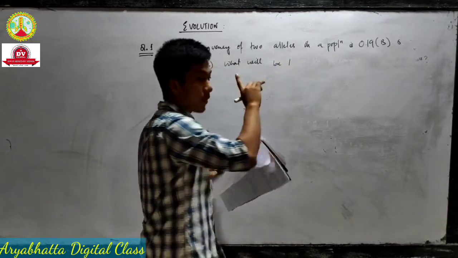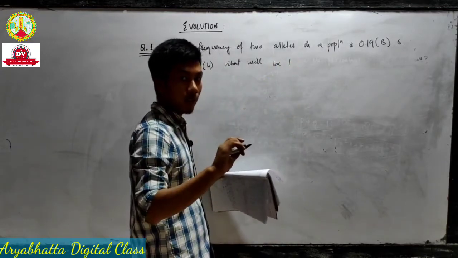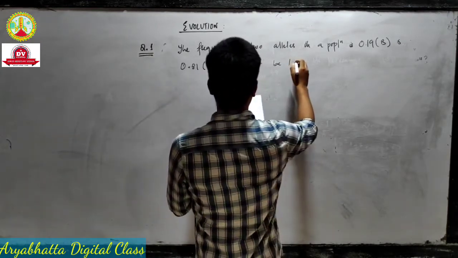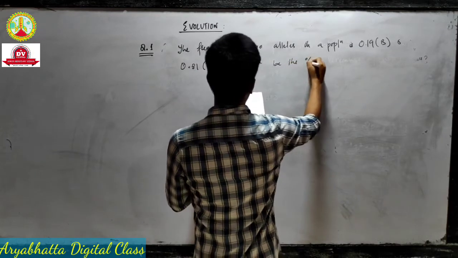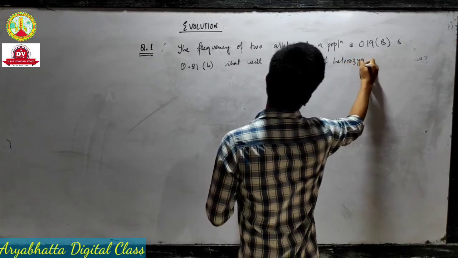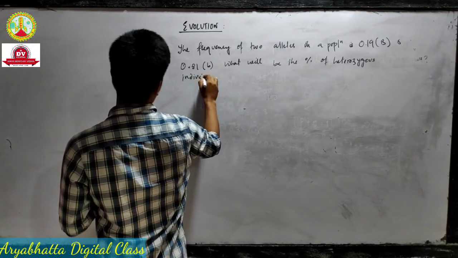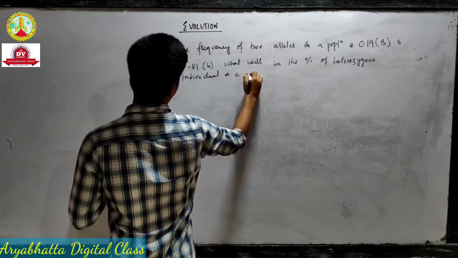Oh, I forgot to convert that value into percentage. Just multiply with 100, okay? Just multiply with 100. So that will be your answer. I forgot to convert it. What will be the percentage of heterozygous individuals in a population?